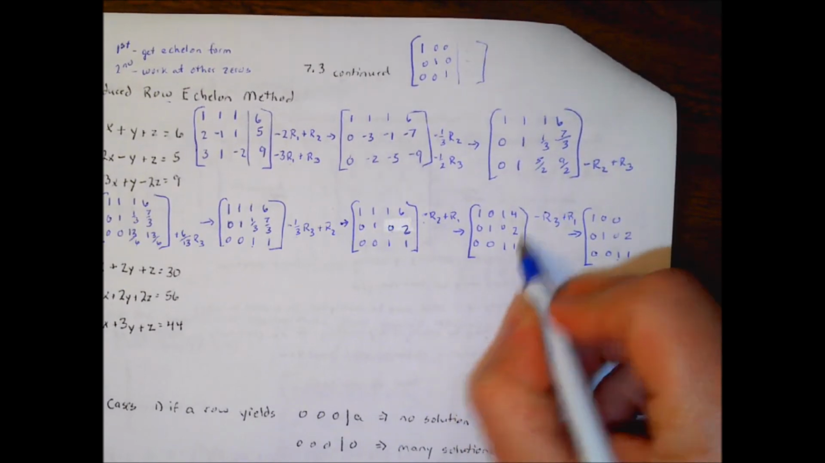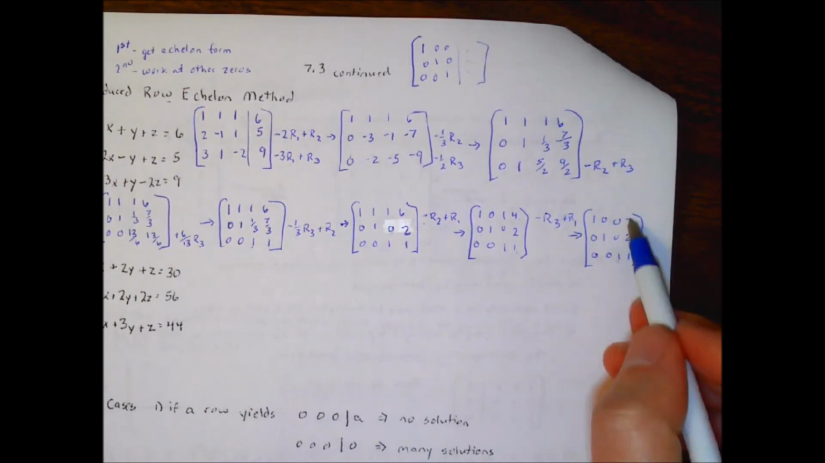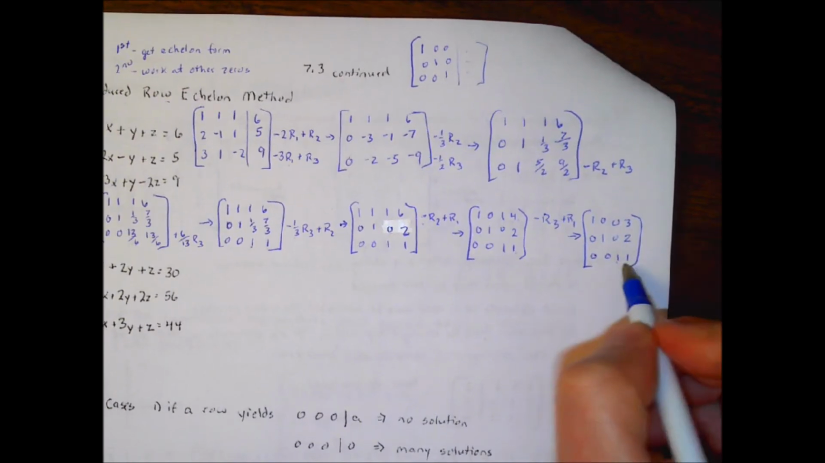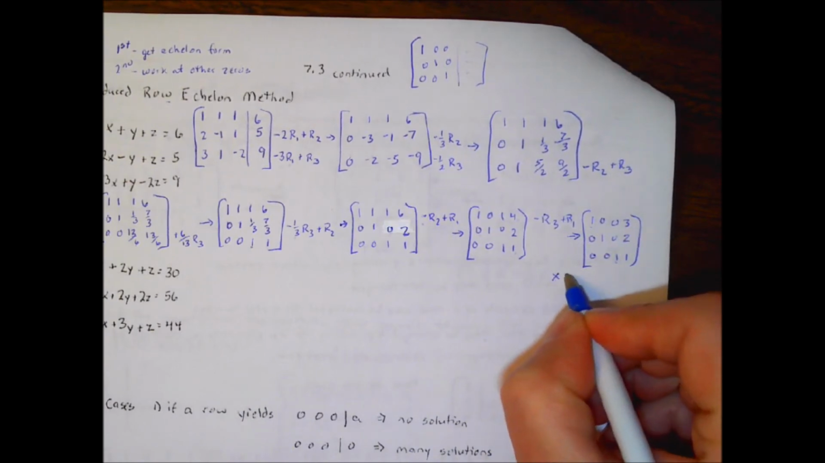Okay, so now I have it in reduced row echelon form. Okay, so I have zeros everywhere except for this main diagonal. So I can see that this is my x equals 3, my y equals 2, and my z equals 1.